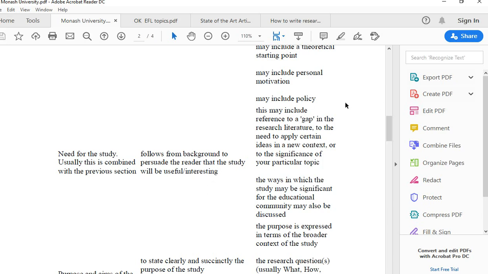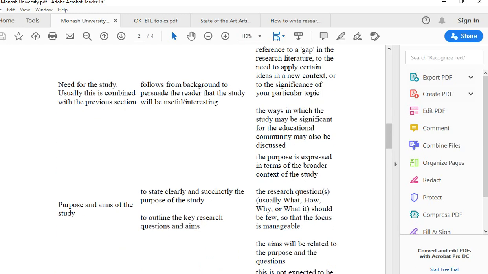So the background can be the front window of your research. Therefore, it's very important how you present it, how you motivate the readers to continue reading your research or your paper. Okay, so it is the persuasion of the reader. And in the background also, the ways in which the study may be significant for the educational community may be discussed. I said that this section is presented under the subcategory of significance of the study.